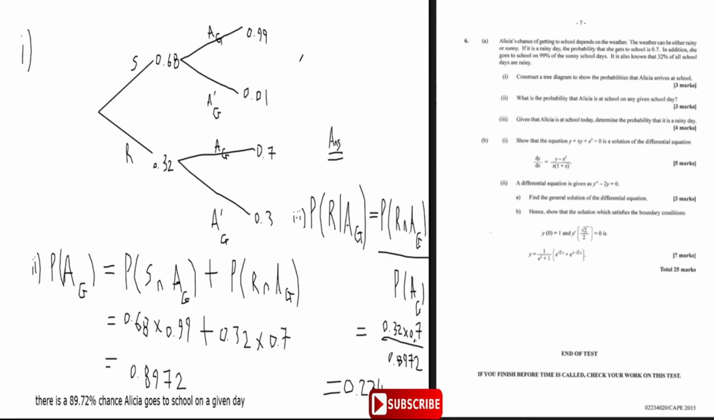0.249, sorry, mistake when I put this in the calculator, 0.249. All right, so there's roughly a 25% chance. There's a 25% chance that it is raining. There's a 25% chance in this case, all right? Nice and easy. So that takes care of this question. Let's go to part B.